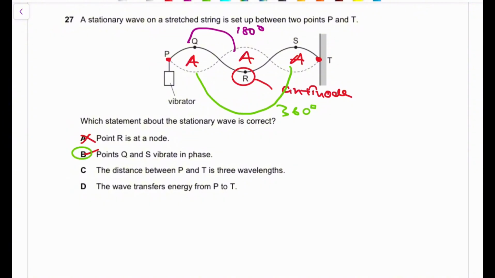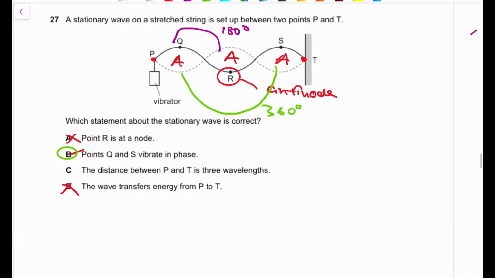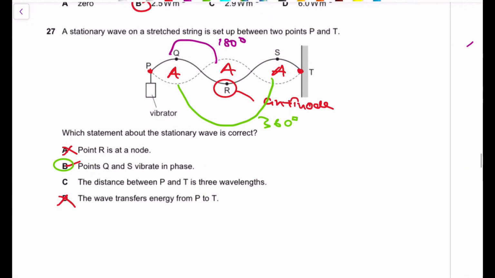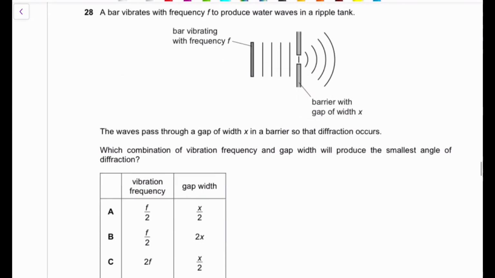The stationary wave does not transfer energy, so it can't transfer energy from one point to another. The distance between P and T is actually 3 wavelengths, or it can't be, because from a node to a node is half a wavelength. So basically it's about 1.5 wavelengths. So it can't be 3 wavelengths. So C is wrong, okay?